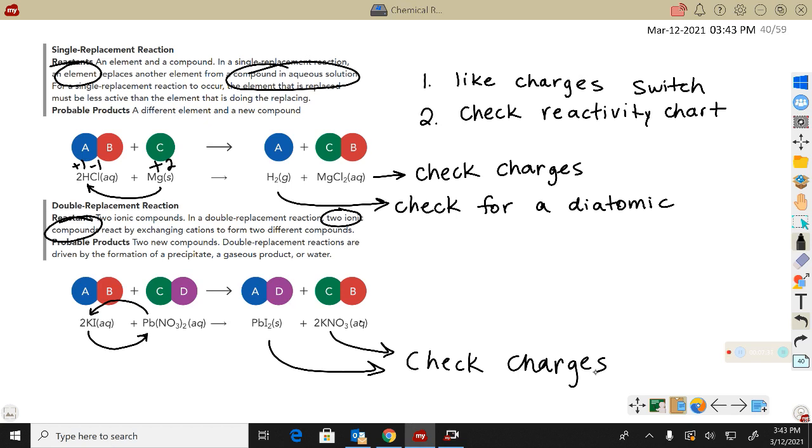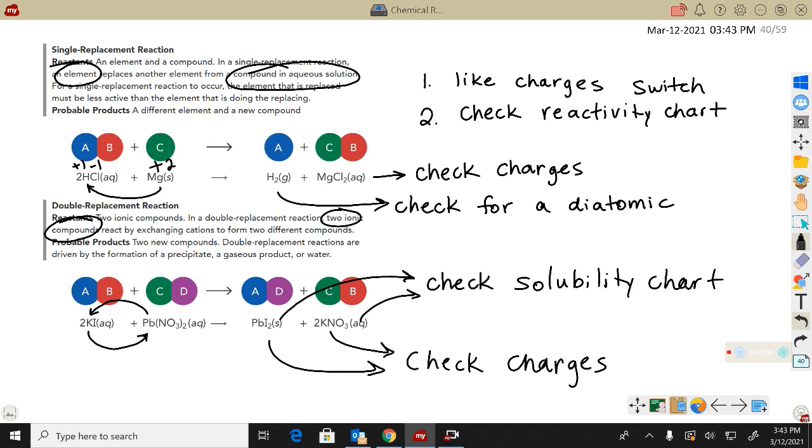Maybe I'll put that in here too. For the phases, you can check the solubility chart, which I will also give you on any test or quiz where it's needed. But that might help you if you're not sure of the phase on one of the products.